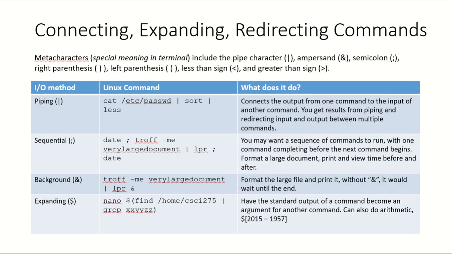You've already seen examples of piping and how I use them. Basically, you take the output of the previous command and you chain them together. It can be done for multiple chains. There are other techniques also: sequential, background, and expanding. You can also save the output to a text file using the greater than sign.